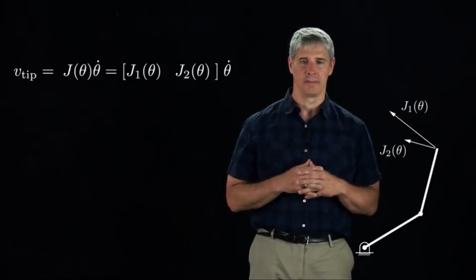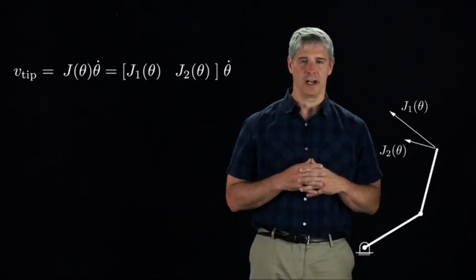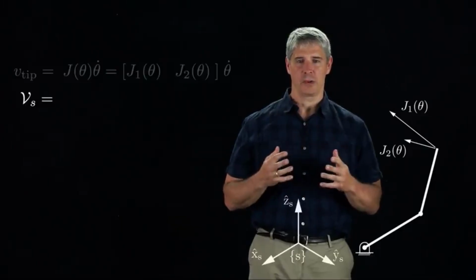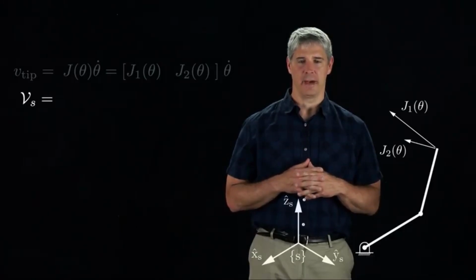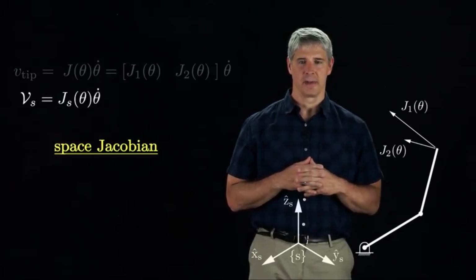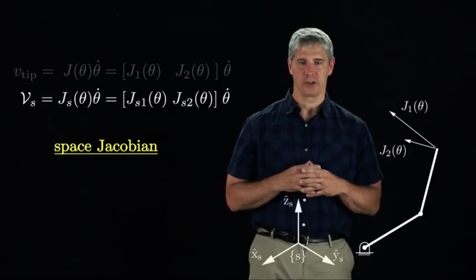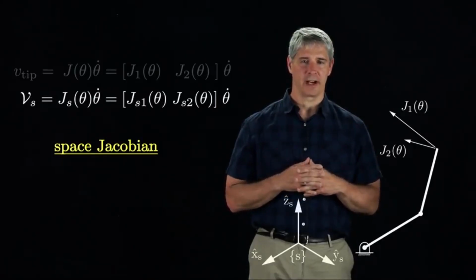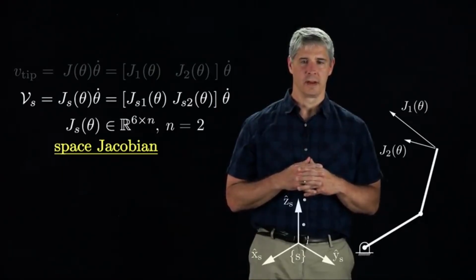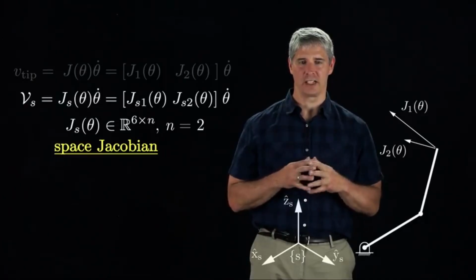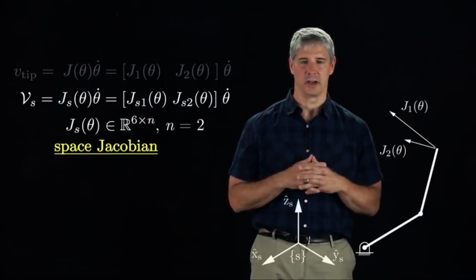In this video, the end effector velocity will be represented by the twist, Vs, represented in the space frame, S. We call the corresponding Jacobian the space Jacobian, Js. It also has two columns, one for each joint. Since Vs is a 6-vector and there are two joints, the space Jacobian is a 6 by 2 matrix. For a general open chain robot with n joints, the space Jacobian is 6 by n. Each column of the space Jacobian is the spatial twist when that joint's velocity is 1 and the velocity at all other joints is 0.